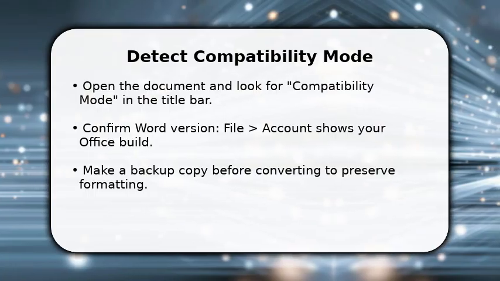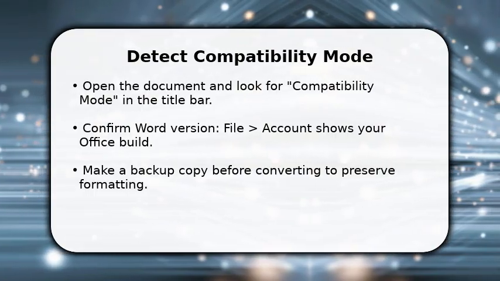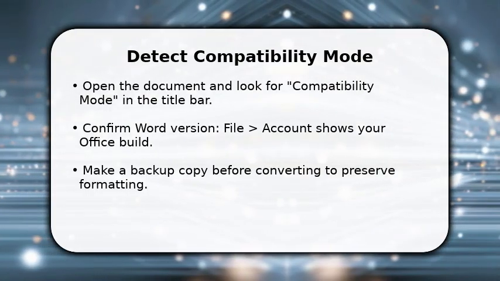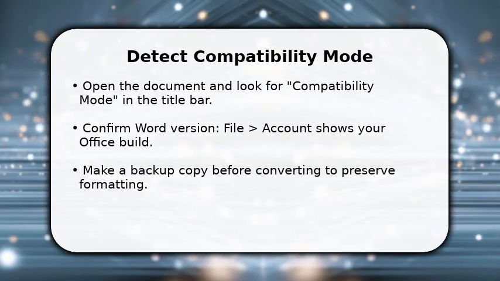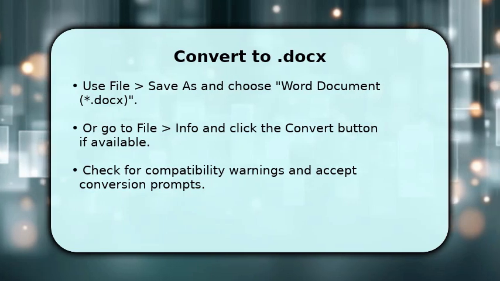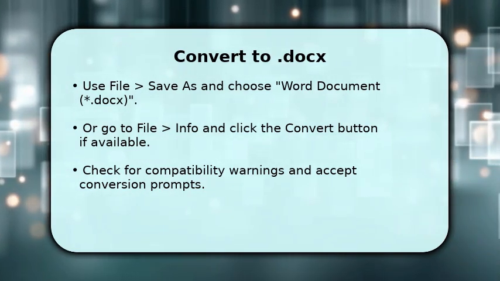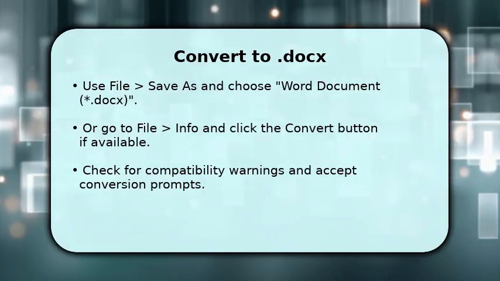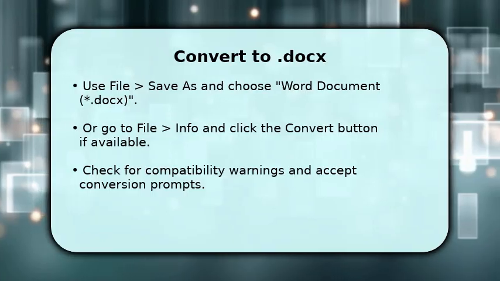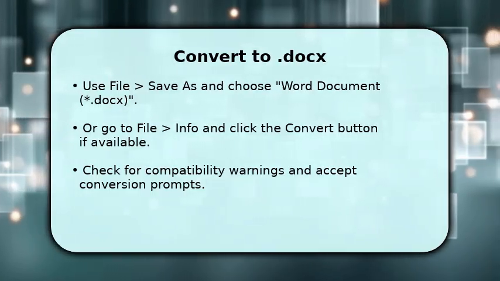Use File, Save As, and prepare to choose a current Word format. This prevents accidental data loss and sets you up for conversion. Now you perform the conversion so Word quits emulating older behavior. Choose File, Save As, then pick Word Document (*.docx) and save. This switches the file format to the modern standard.